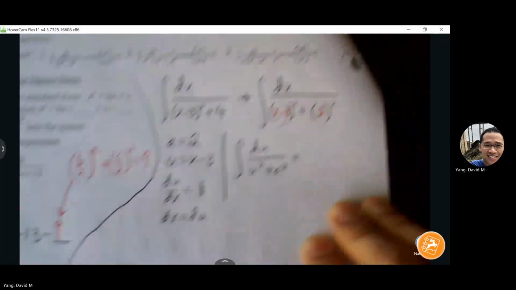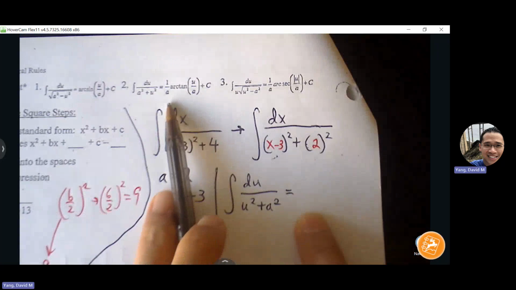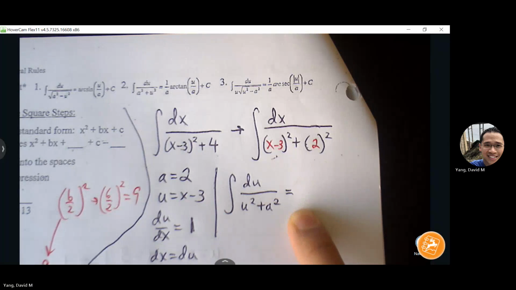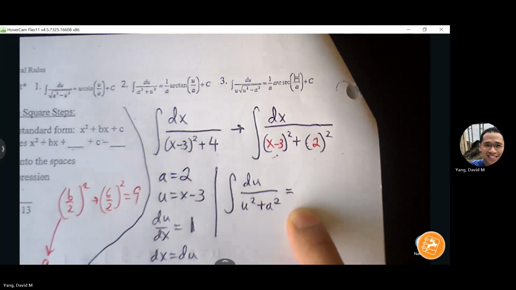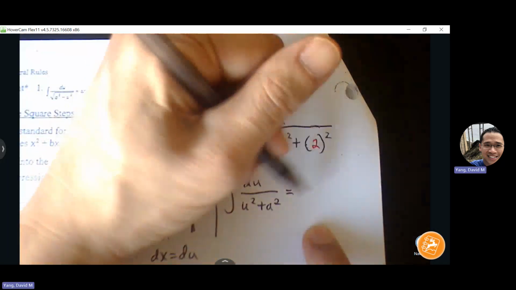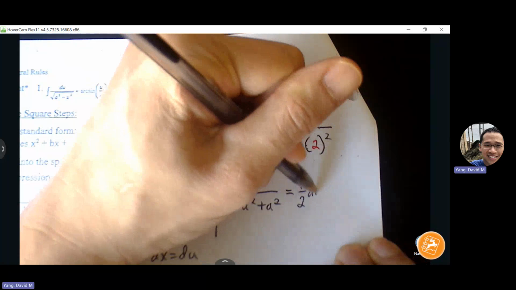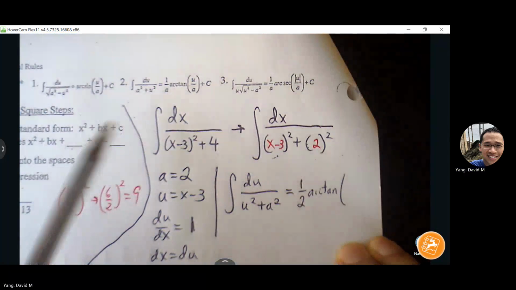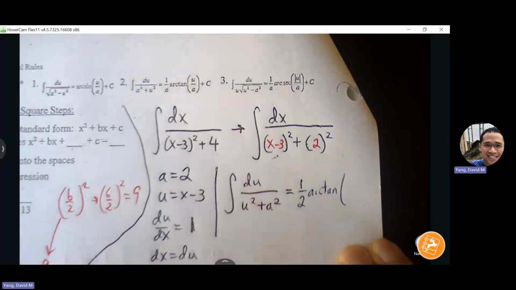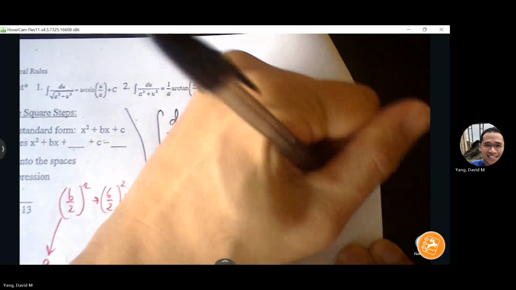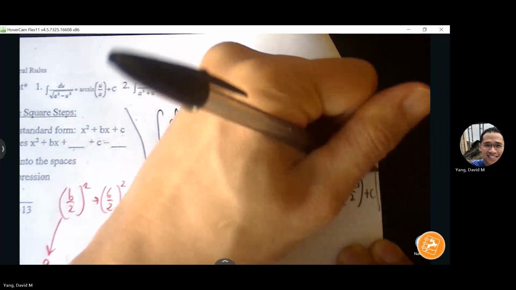So 1 over a. Actually, no coefficients, right? So there's nothing to put in front of my rule. 1 over, what's my a value? 1 over 2. Arctangent of, plus c.